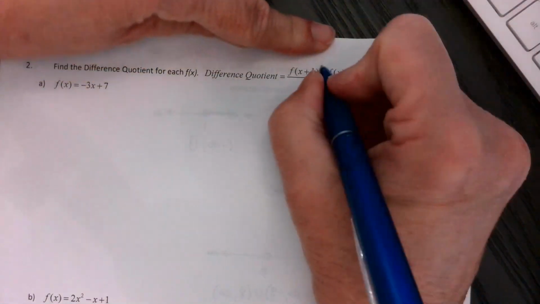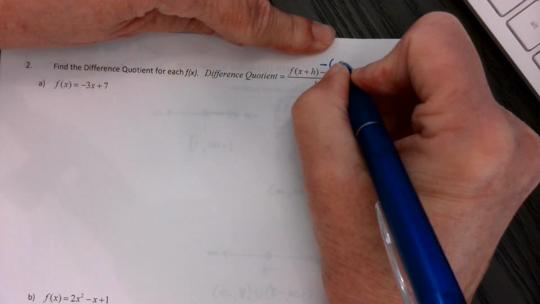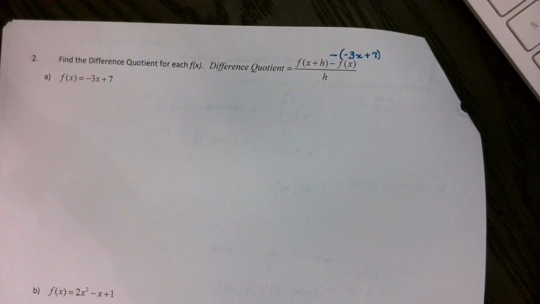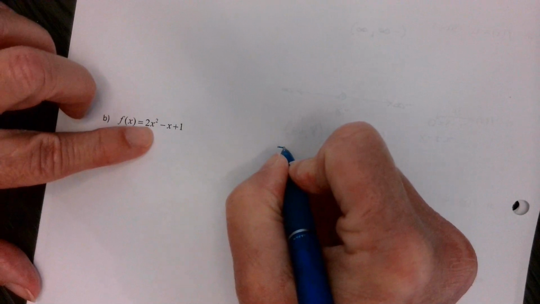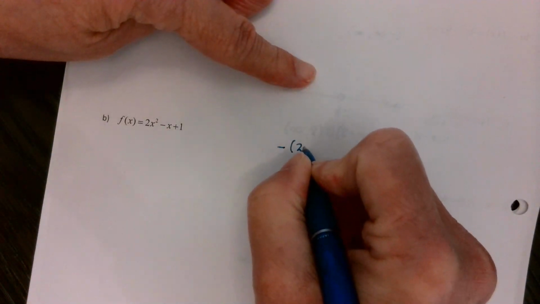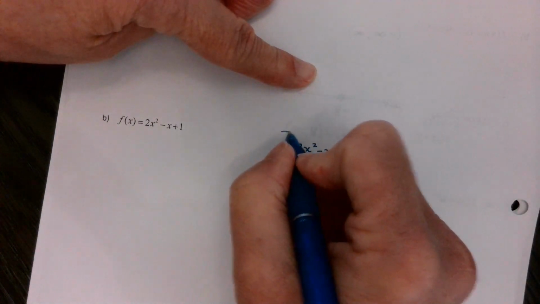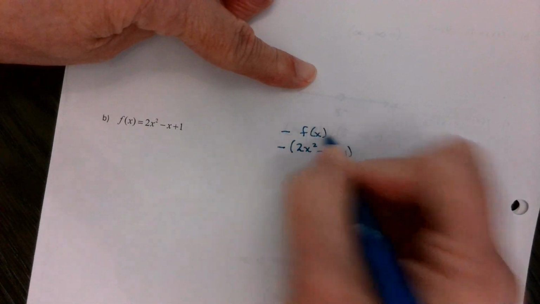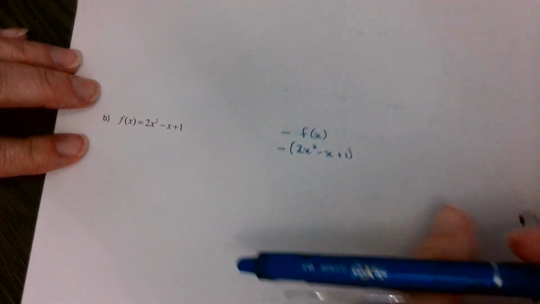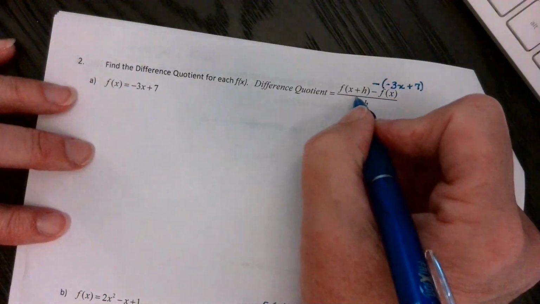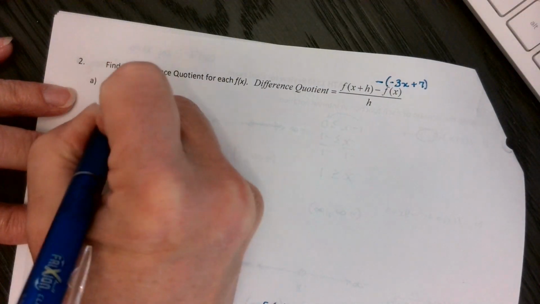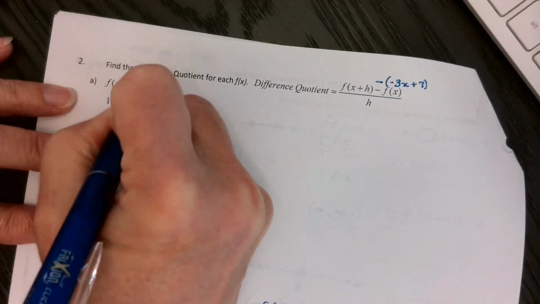So really what you're doing is you're just going to subtract this negative 3x plus 7 in the second step. That's all that's doing. Down here, on this one, you are just on the second step going to subtract this here from whatever you get in the first step, because that's the minus f of x. Okay? That's all there is to it. The hardest part is the very first step, in which we are going to say f of x plus h.